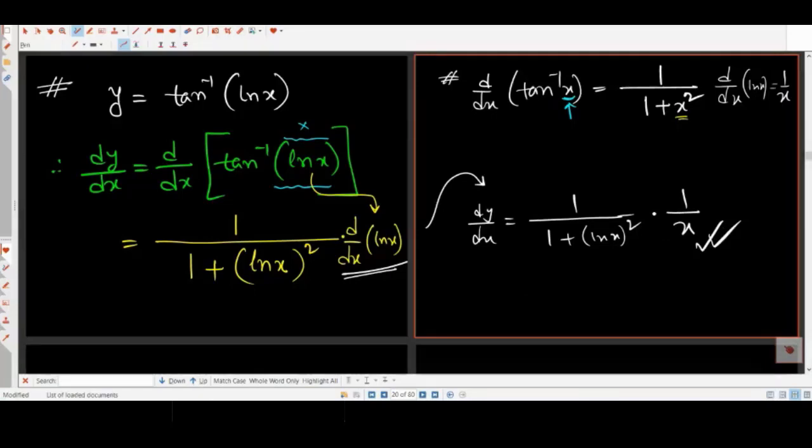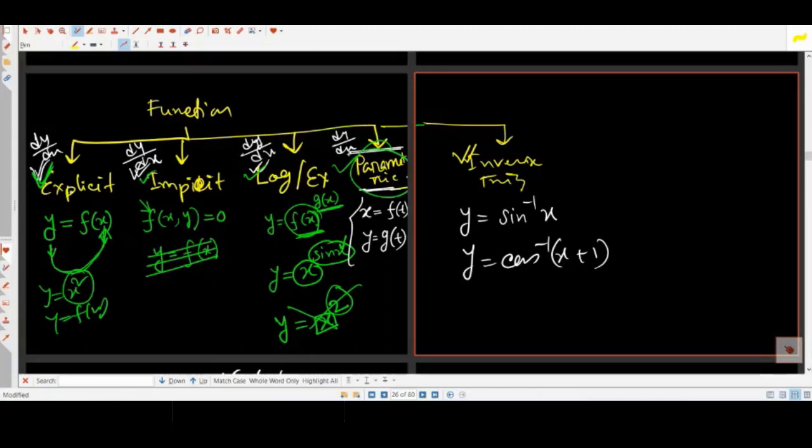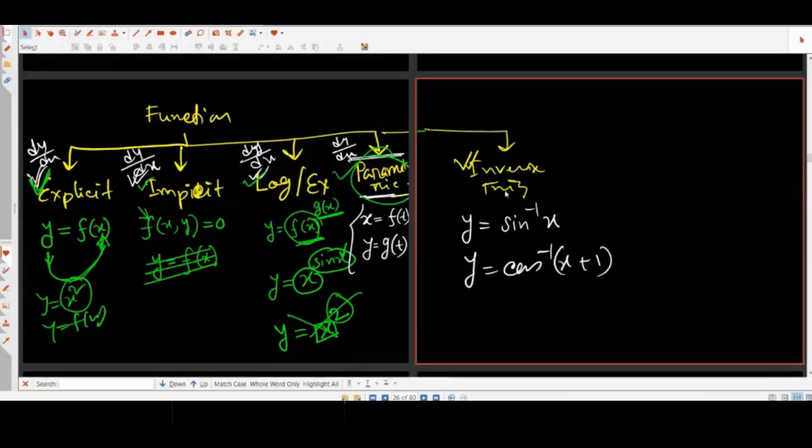So we have learned how to find the derivative of these functions: explicit, implicit, logarithmic or exponential, parametric, and inverse trigonometric functions. So I think now it will be comfortable for you to deal with differentiation.